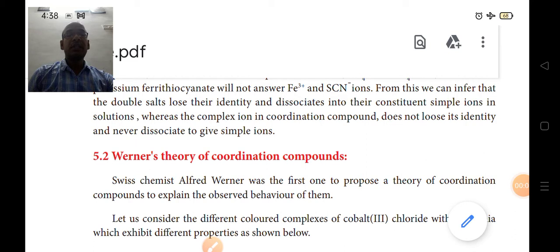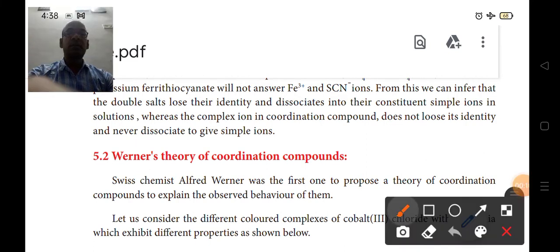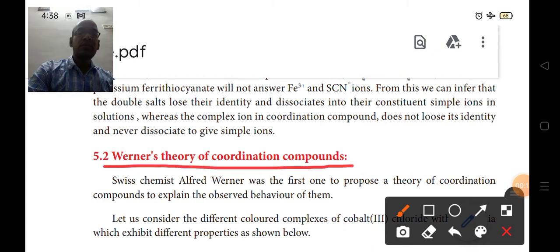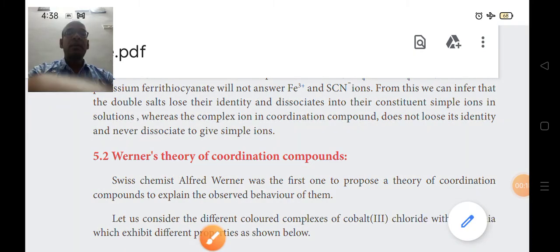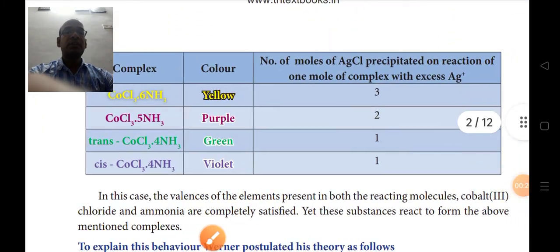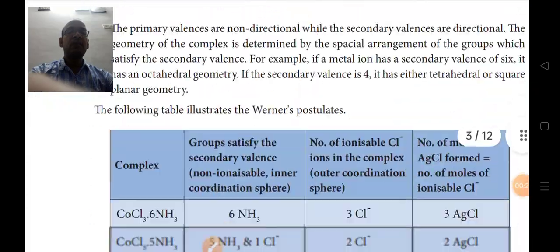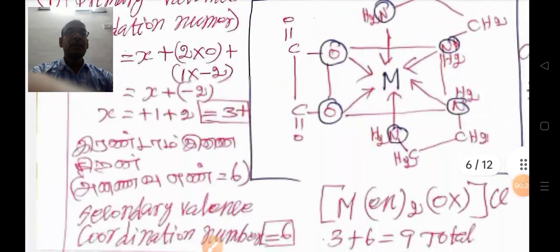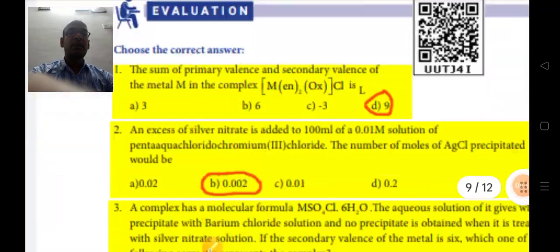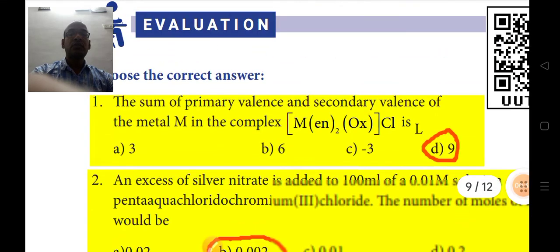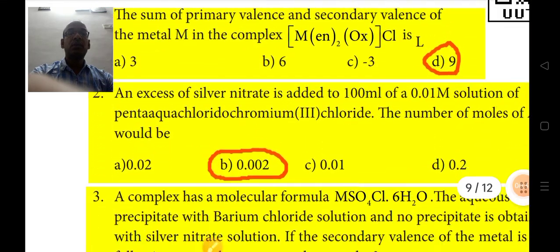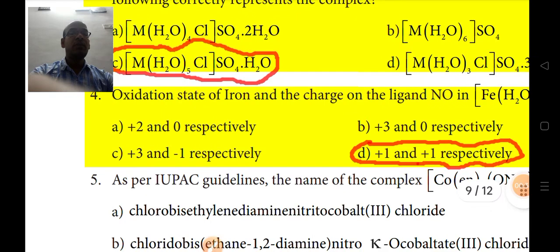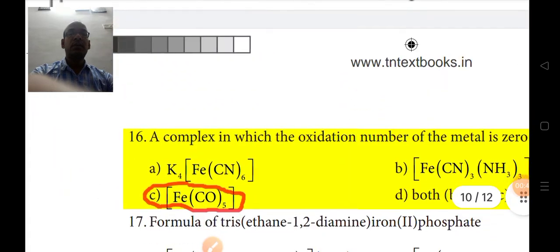In this class, we see the Werner theory of coordination compounds. Using that Werner theory, we can solve the book back 1 mark questions, 5 questions. Question number 1, 2, 3, 4 and 16th questions.